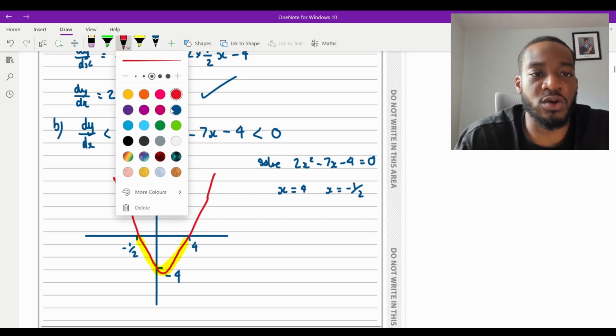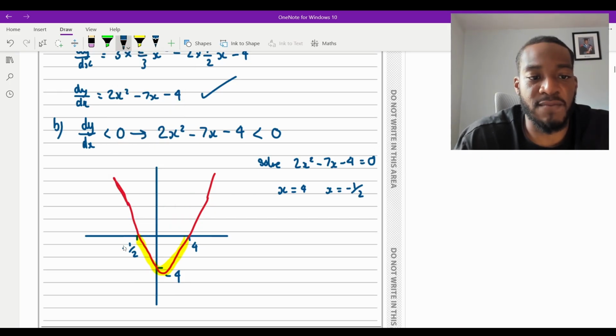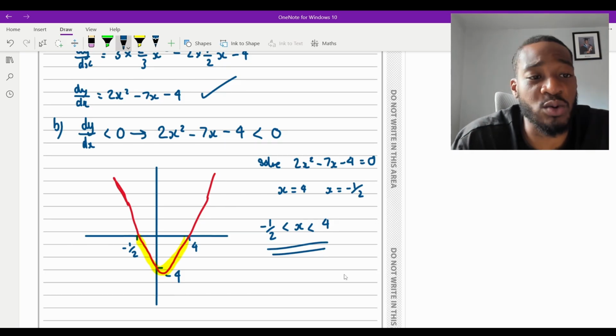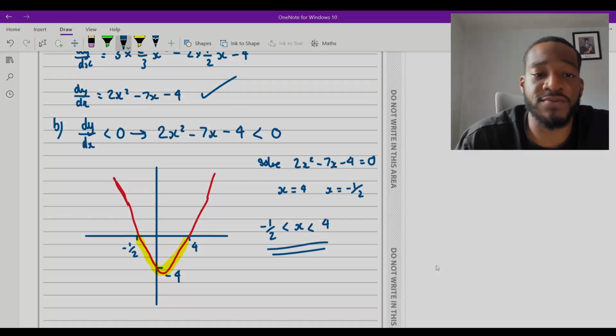You can see quite clearly it's going to be in between the roots, isn't it? Minus a half and 4, not including it, right? So your final answer is just going to be minus a half, less than x, and then less than 4. And that will give you the 4 marks. And that's question 1 finished.